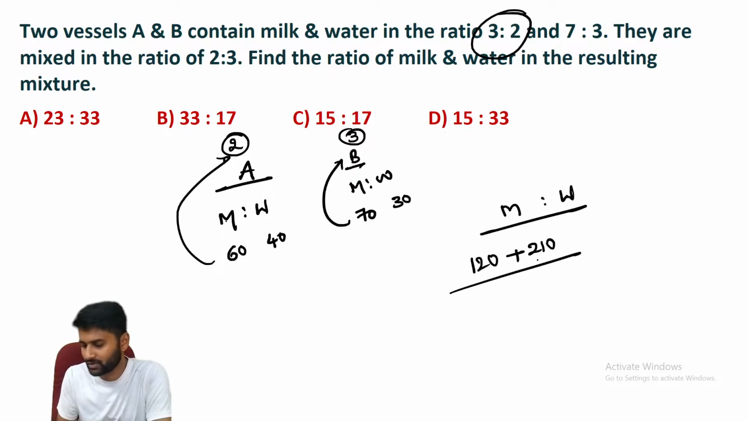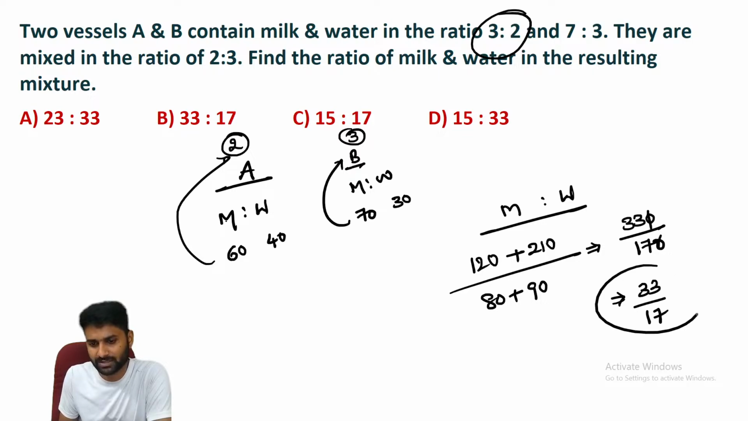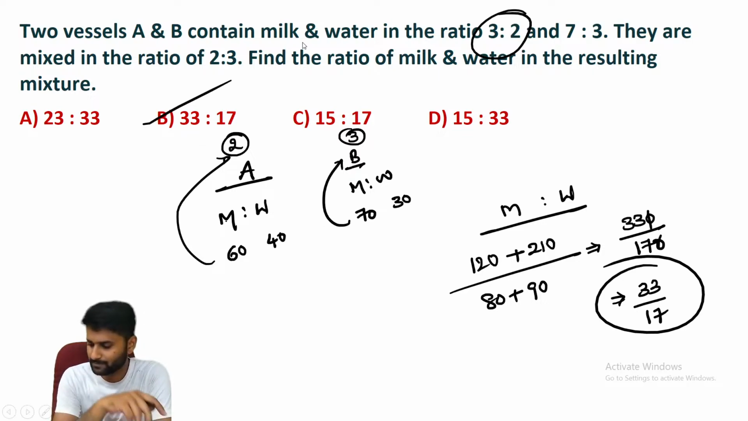We took the milk value initially. Then take the water value: 40 into 2 is equal to 80. 30 into 3 is equal to 90. So here the calculation says that 330 units divided by 70. Here the respective final ratio of milk and water is 33 and 7.